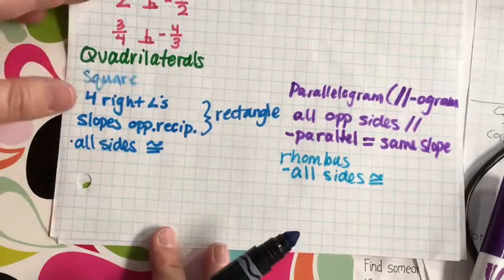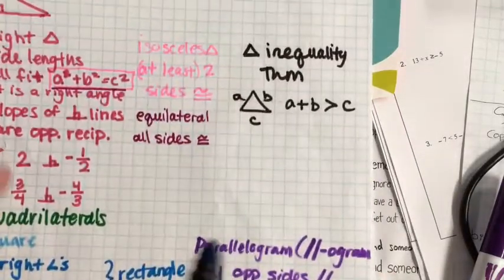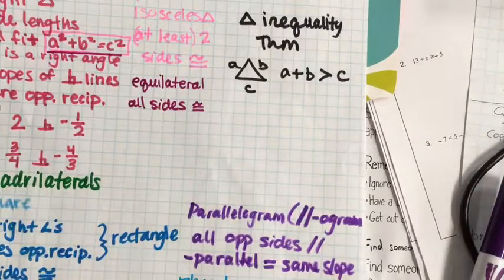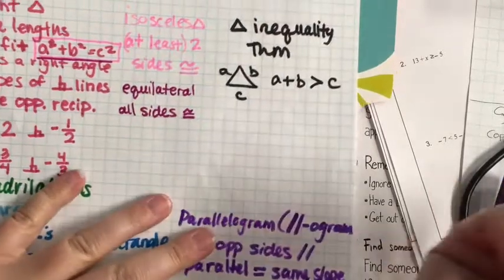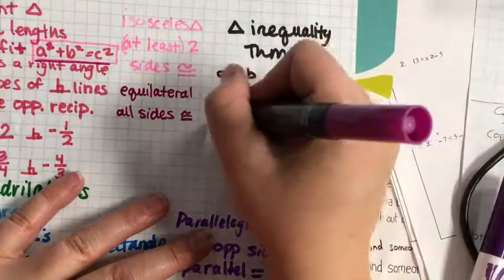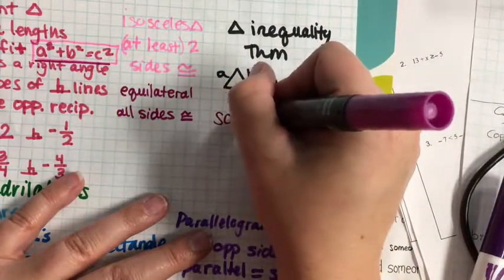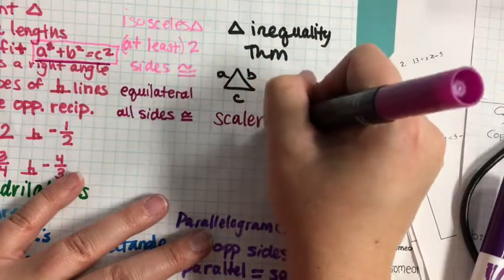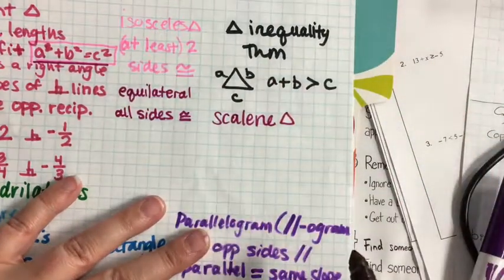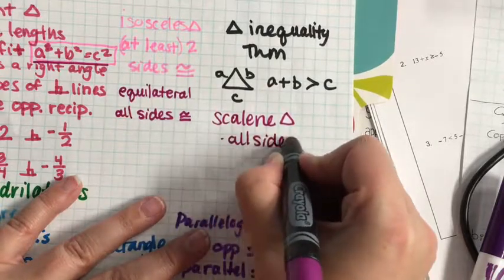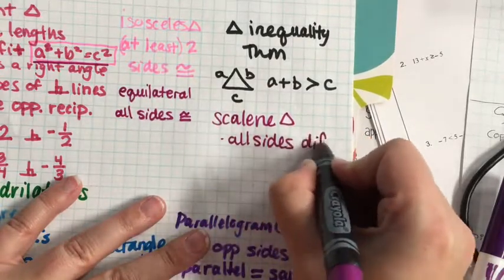Oh, and then I didn't put one on triangles. I forgot one on triangles. Oh my goodness. What kind of a half-rate teacher am I? Okay, I forgot that with triangles we also have a scalene triangle. What do we know about a scalene triangle? All sides are different.